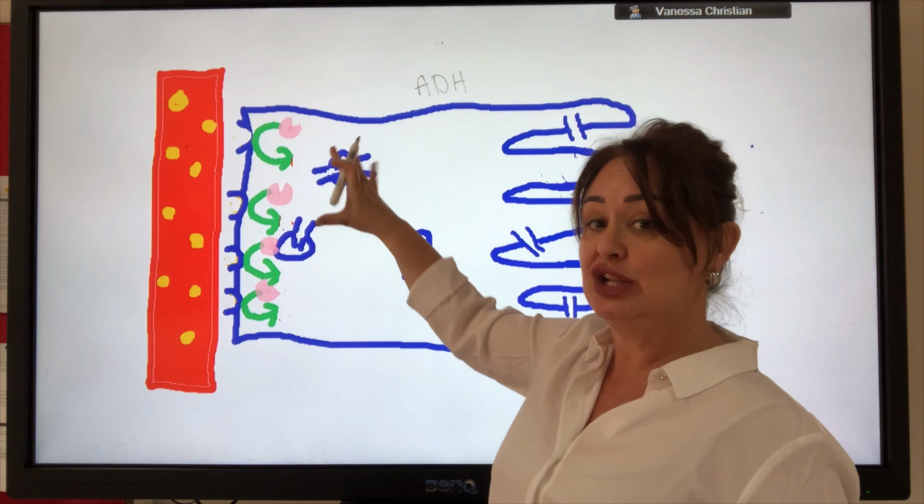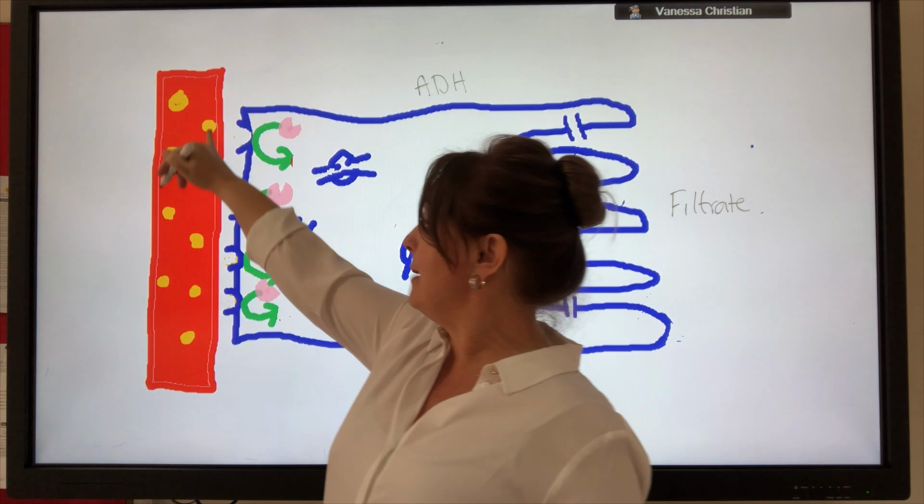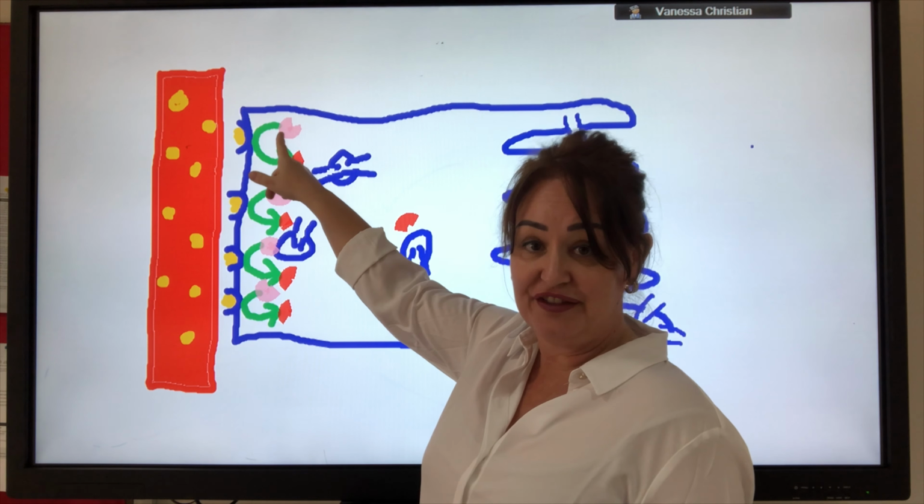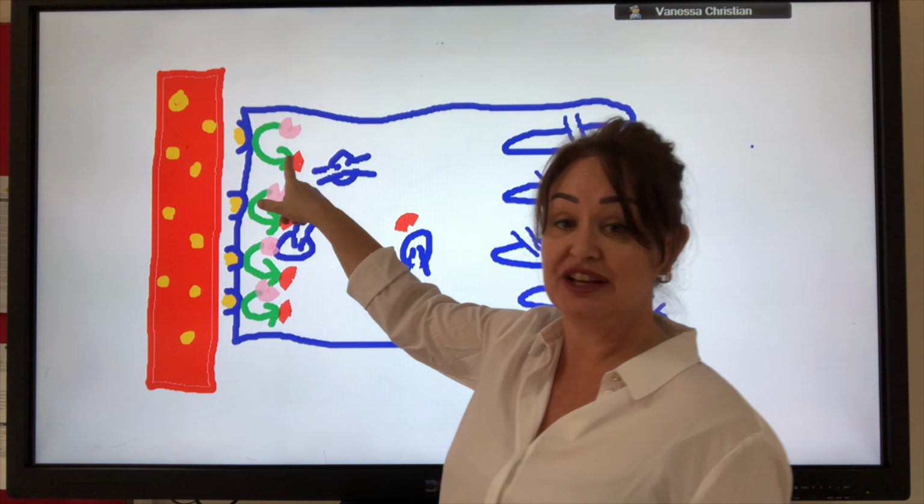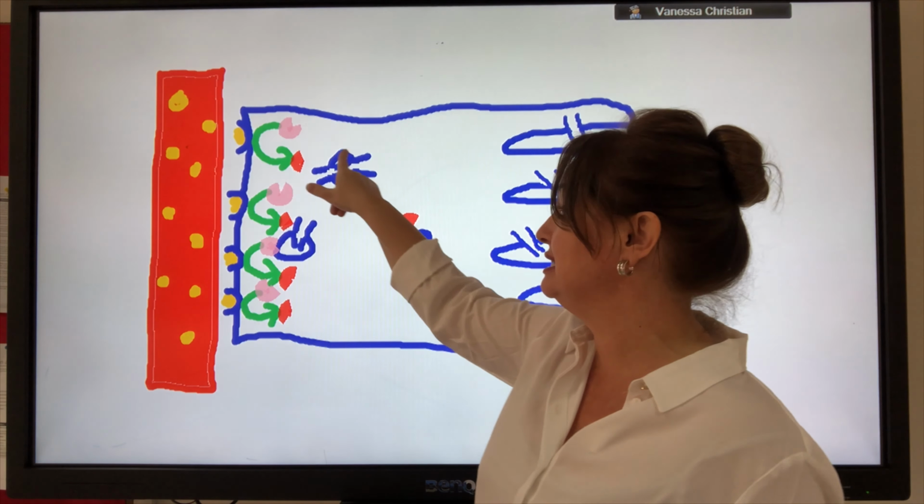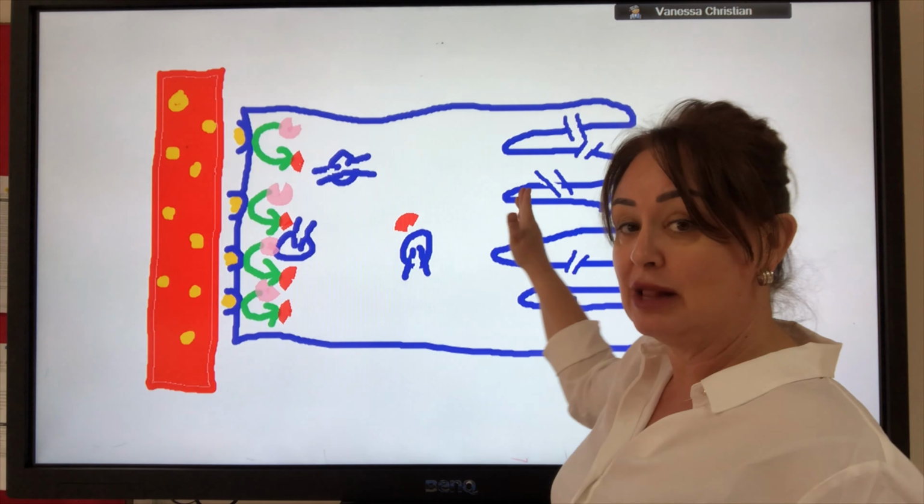Now inside that cell you've got an inactive enzyme, it's called phosphorylase, and when that binding occurs, it turns the inactive phosphorylase to active phosphorylase. That then moves in the cell and causes these vesicles to move and fuse with the cell membrane.